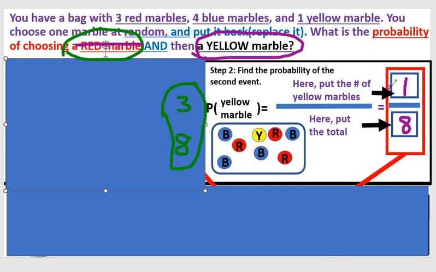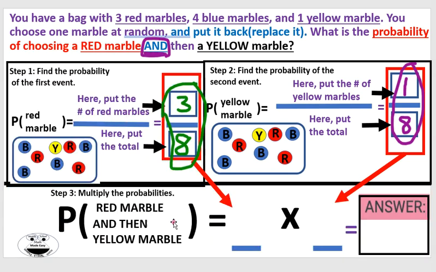And now we found the probability of choosing a red marble. We found the probability of choosing a yellow marble. So now we're going to go back to the problem, and it says the word and. That means we are going to multiply the answer we got in step 1 by the answer we got in step 2. So I'm going to remove this and remove this, and that's step 3. Step 3, multiply the probabilities. To find the probability of choosing a red marble and then a yellow marble, we multiply the probability of red marble, which is 3 out of 8, times the probability of choosing a yellow marble, which is 1 out of 8.